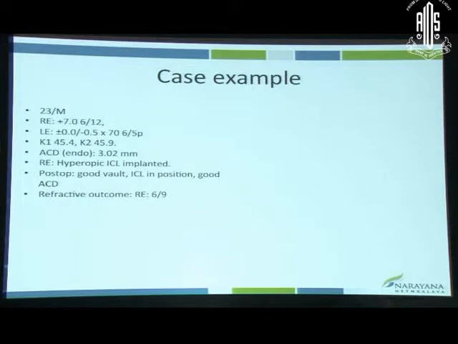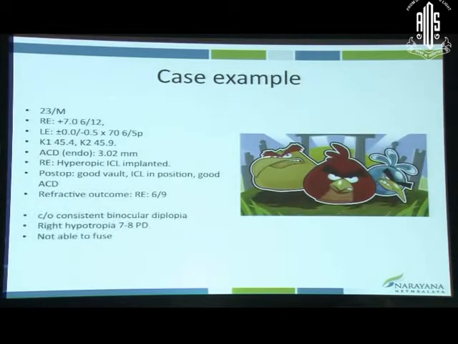But the story doesn't end here. I was happy, but patient was not happy. Patient had consistently binocular diplopia because patient had a small hypertropia which I had missed. So 7 to 8 prism diopter small hypertropia which I had missed. And patient was not able to fuse. I did all possible thing with prism and whatever, ultimately ended up in explanting that lens.